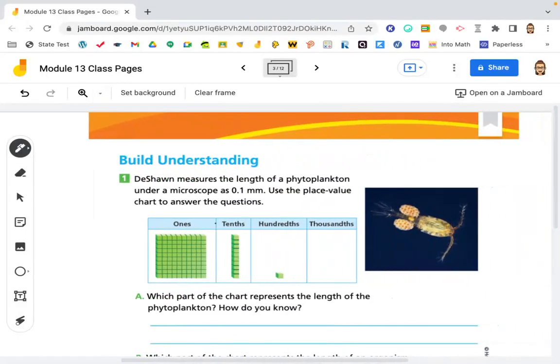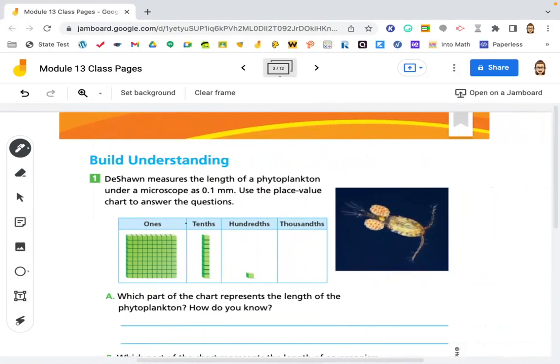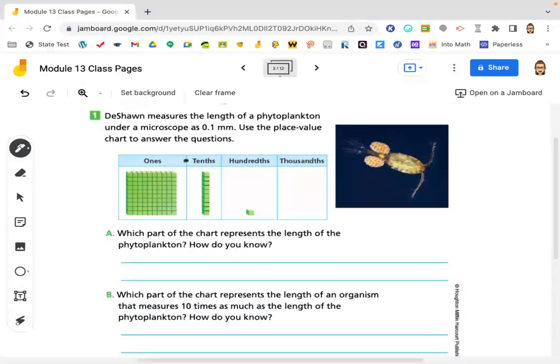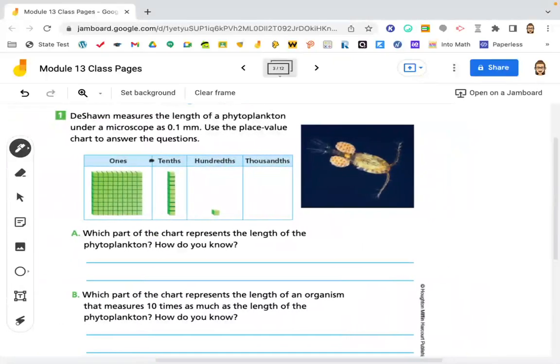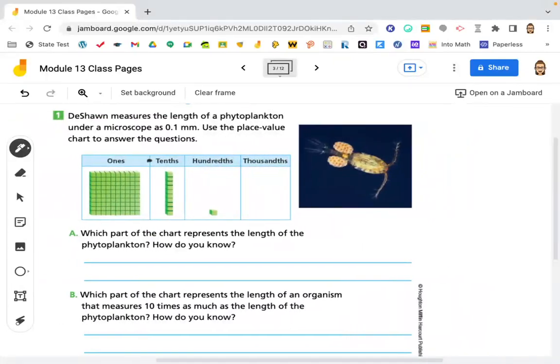Okay. Deshawn measures the length of the phytoplankton under a microscope as 1/10 millimeter. Use a place value chart to answer the questions. So they have one started here. So you have ones, and we have our decimal point, tenths, hundredths, thousandths. It says, which part of the chart represents the length of the phytoplankton? How do you know?